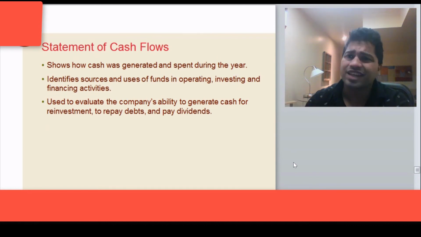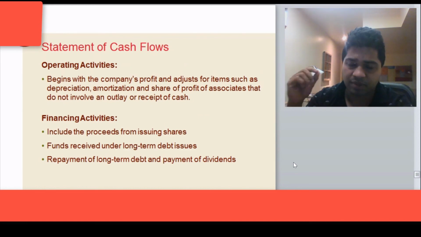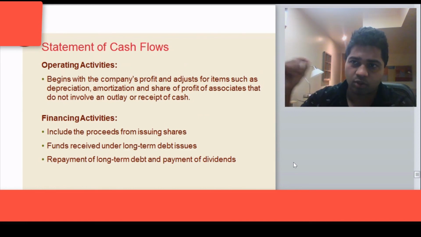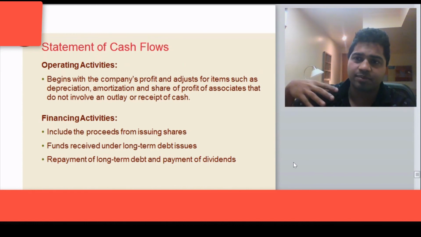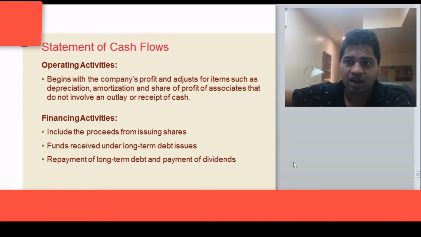Okay, so cash flow means how much cash is generated in the business and how much cash you pay to outsiders. There are three parts of cash flow statement. Cash flow from operating, how much cash you generate by operation of the business. Cash flow from financing, how much cash you bring in from investors and debt holders and how much you give them back. And cash flow from investing, how much cash you invest and how much cash is returned to you from those investments.